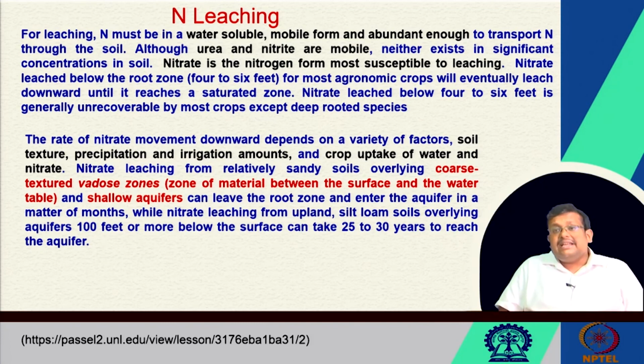So, if we see there is a coarse textured soil, for example, sandy soils, which is overlying a coarse texture vadose zone. You know what is a vadose zone? Vadose zone is a zone of material between the surface and the water table. So, if there is a nitrate leaching issue in this coarse sandy soil, and of course, if there is a shallow aquifer, they can leave the root zone and enter the aquifer in a matter of months.